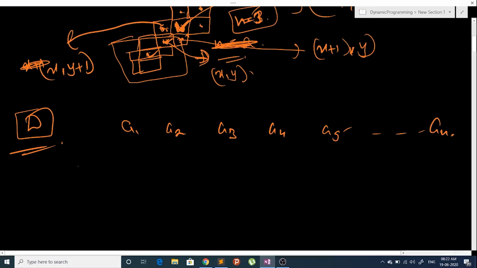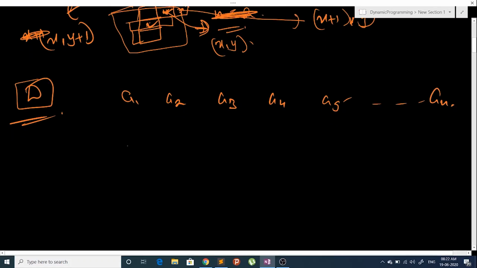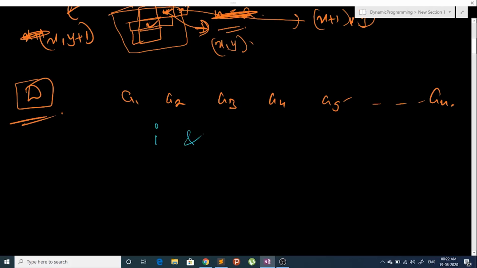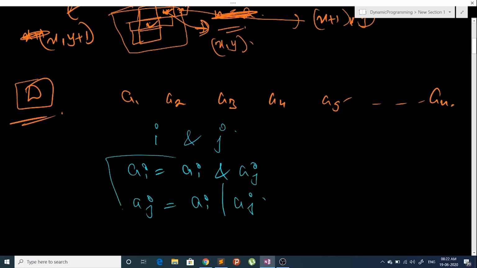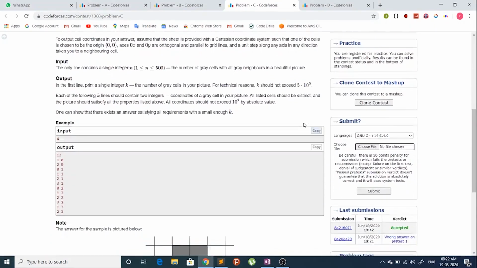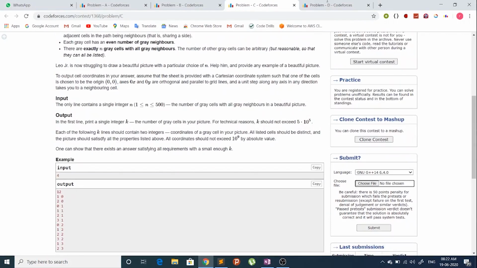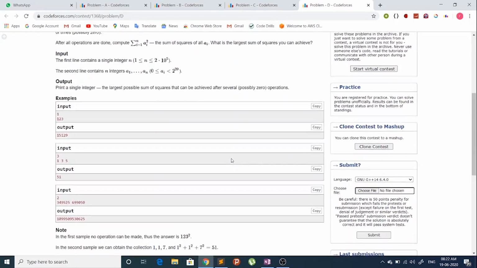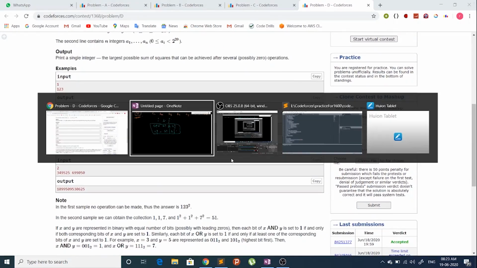So in this problem, we are given one operation. We can choose any two indices i and j and make ai equals ai and aj, and aj equals ai or aj. Let's see an example. So we have 3 1 3 5.